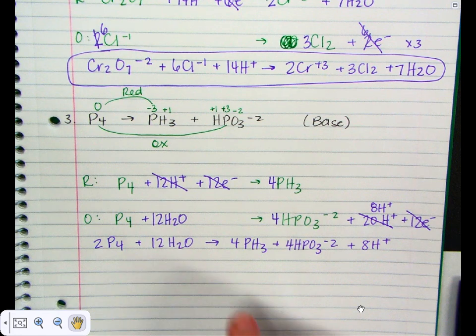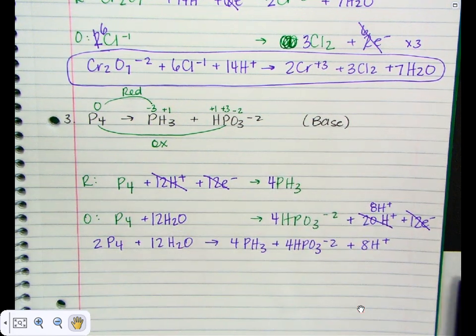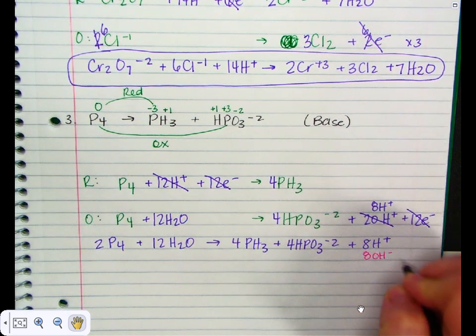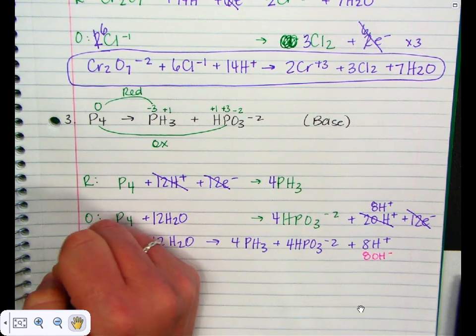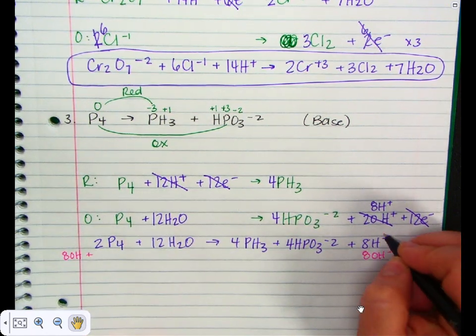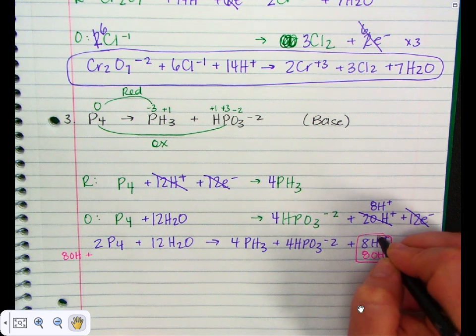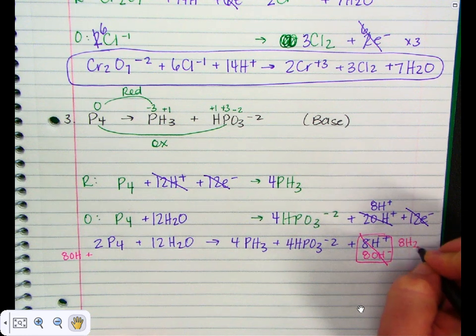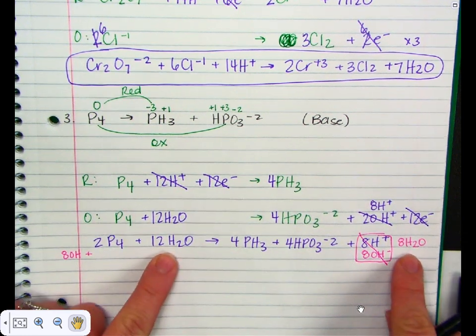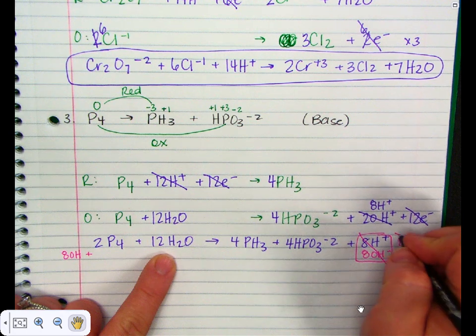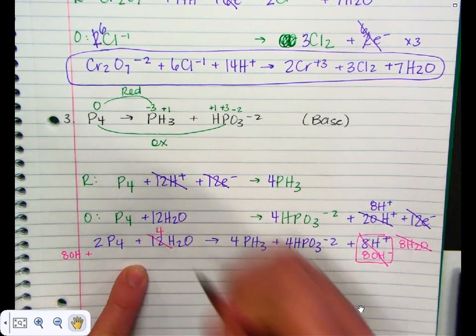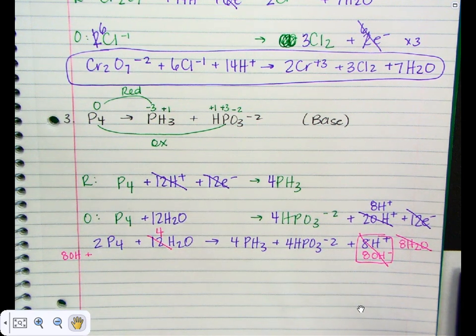Now, because this is in a basic medium, I have to do the additional step and cancel out this H plus. So what I have to do is add the same amount of OH minus to each side. And what that's going to allow me to do is H and OH, we know that makes water. So what I've really made, I'm going to cross it out and write it over here as water, is 8 H2O. So I can cancel out some of this H2O again. All 8 of these cancel out, and I'm going to cancel some of these 12, and that's going to leave me with 4, because 12 minus 8 is 4.